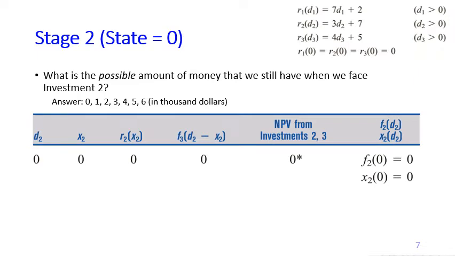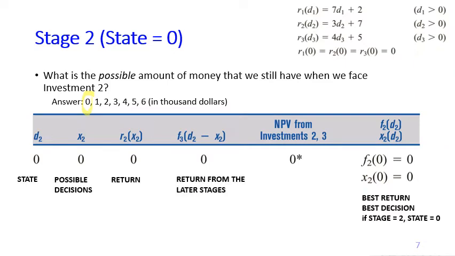So let's say if we have $0 left, so the state is 0. The only possible decision is 0 because you don't have money, so you cannot invest anything. The return is 0. The return from the later stages is also 0. This is F3 0. So the total NPV from investment 2 and 3 is 0. Best return is $0. Best decision is also $0 if stage equals 2 and state equals 0. This is not very exciting, right? Let's see another example.